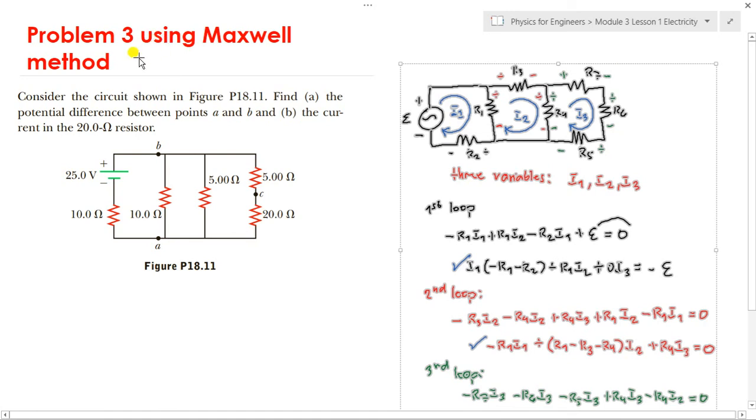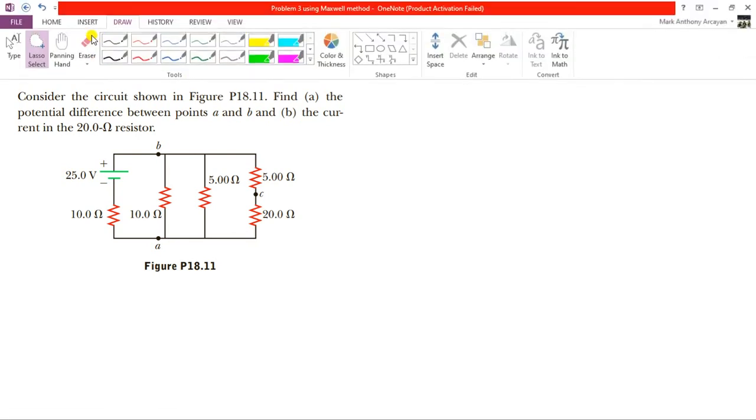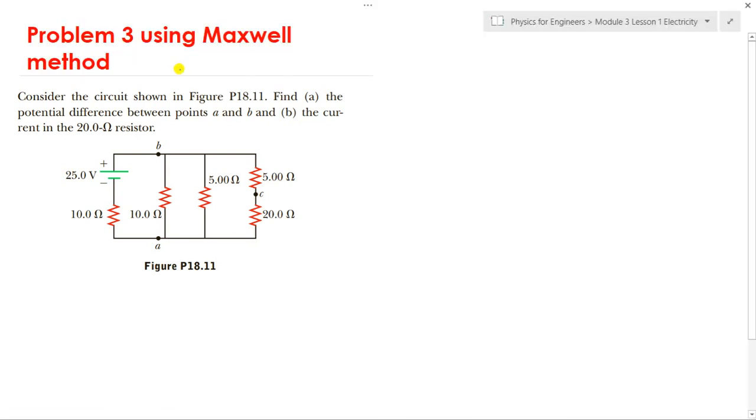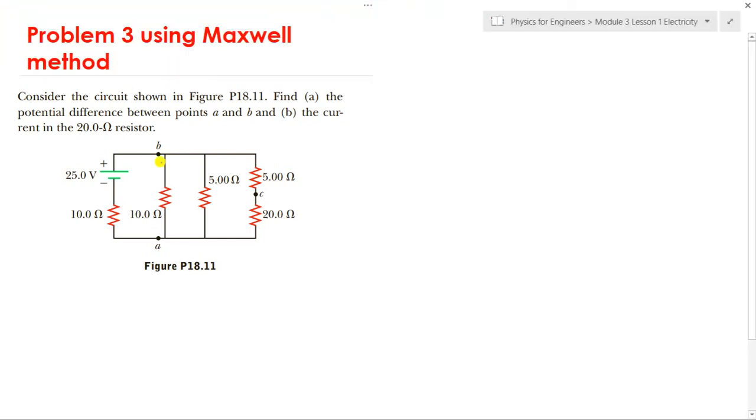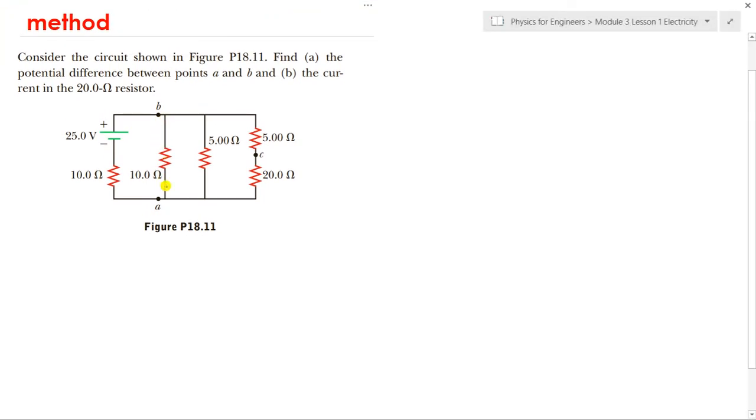Okay, so ato ni erase, focus ta sa given problem. So here what we are to find is the potential difference between points A and B. So the voltage here, A and B. Actually, the voltage of A and B, that is just equal to, okay, put here required.